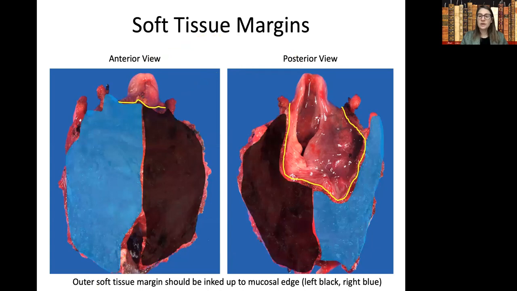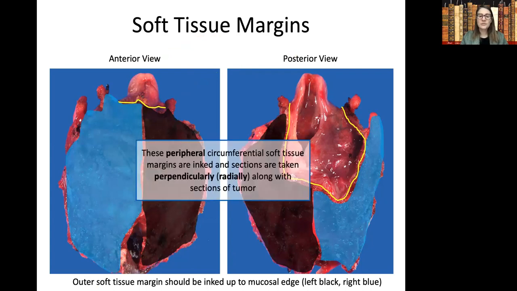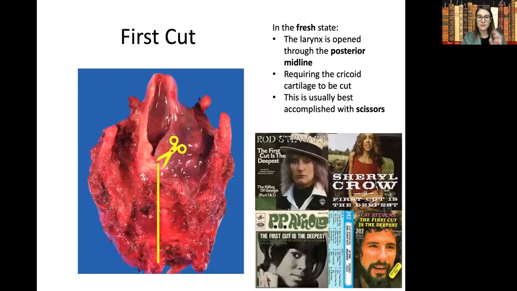So generally the outer soft tissue margins are inked essentially up to the mucosal edges. In our institution, we often designate two colors, left black, right blue, just for ease of anatomic orientation, if need be, but one color is also completely satisfactory because anatomy will dictate laterality. Okay, these peripheral circumferential soft tissue margins will be inked and sectioned perpendicularly or radially along with the remainder of the larynx. So these should not necessarily be taken right off the bat. We will see them in our future sections.